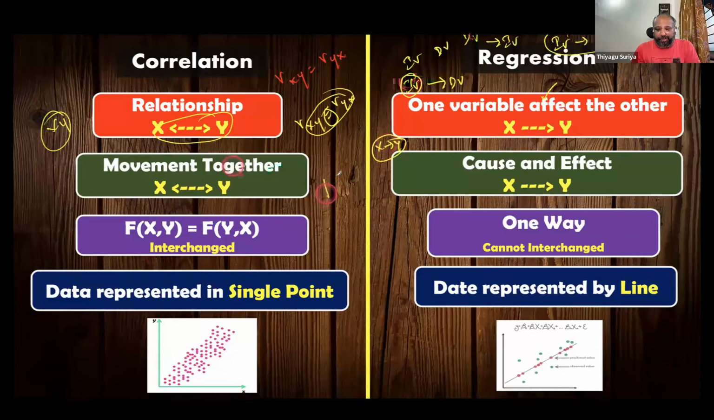And the next one: moving together. You know that if X is increasing and Y also increases, that is called positive correlation. If X is increasing and Y is decreasing, it's called negative correlation. These are things you know. So the movement may be together, like up or down. But here, in regression, the effect is going to be checked for predictions.